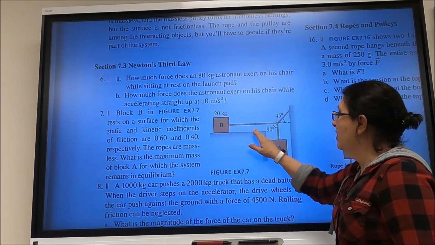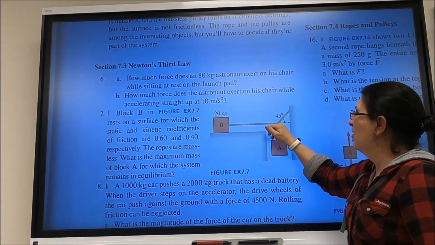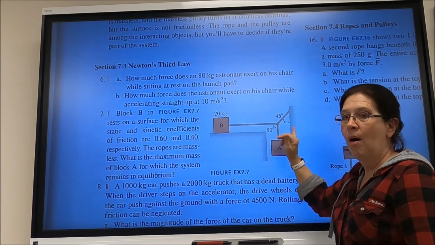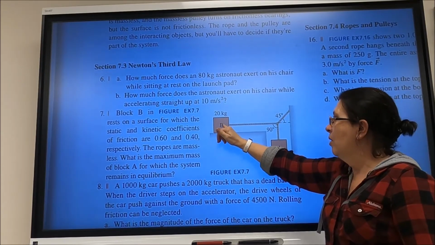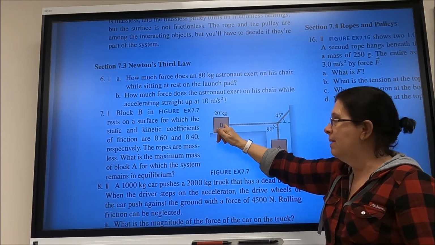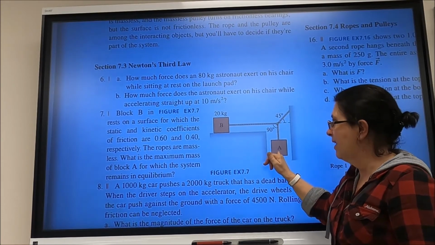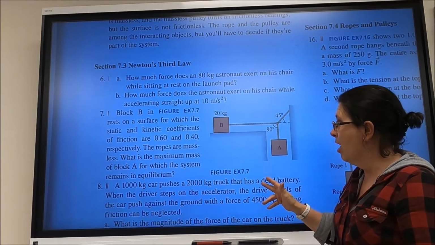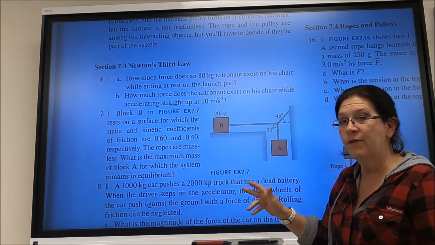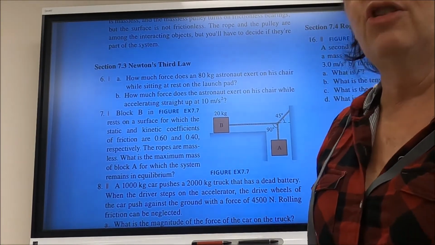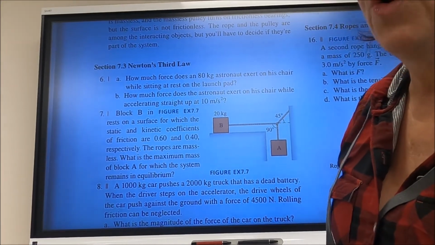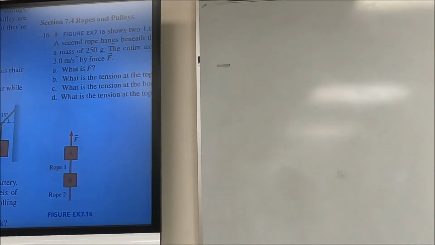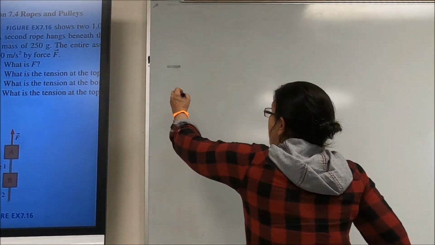Now, if I look at this, notice there's a knot here. I'm going to make the knot part of my system. So I've got box B, the knot, and box A. I'm going to have a system of 3 objects. Okay? So the first thing that we need to do is draw free body diagrams for all 3 of our objects. Okay, so box B.